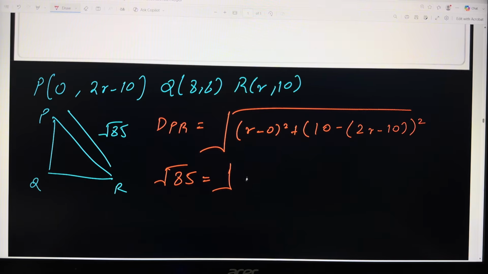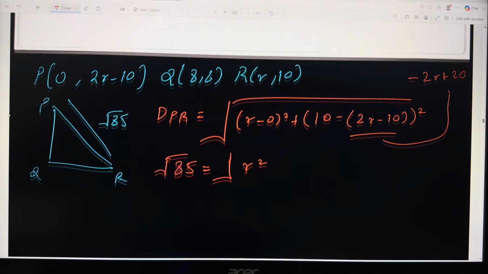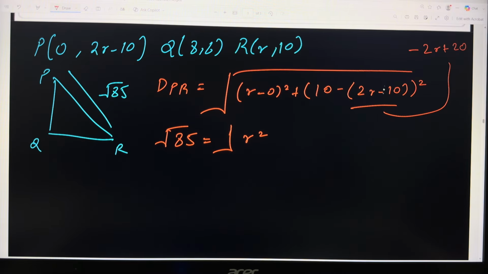this becomes r squared, and then this becomes minus 2r plus 20, because this minus becomes positive here and this minus stays minus. So take the square of this, it becomes plus 4r squared plus 400, and minus 2 times 20, so minus 80r. Now both sides have a root, so we can just cancel them.